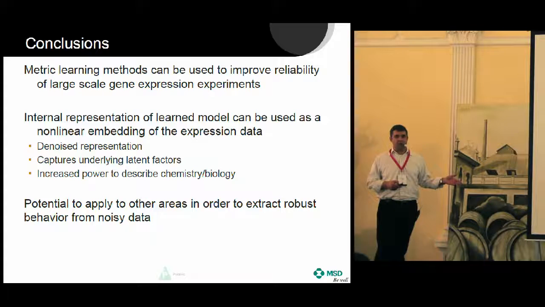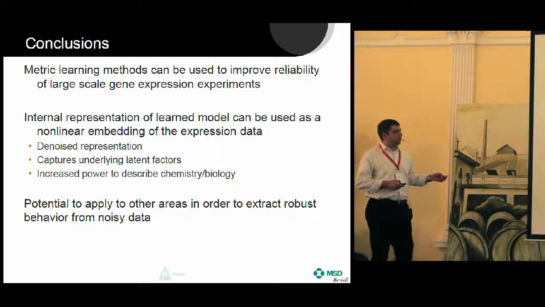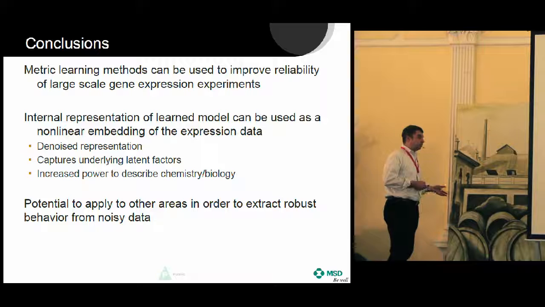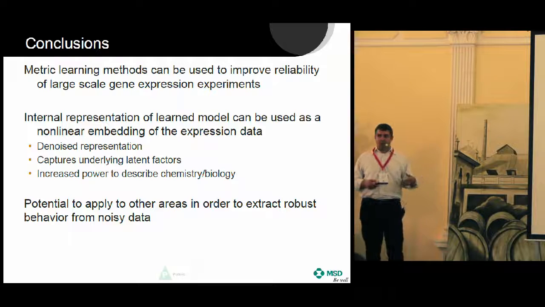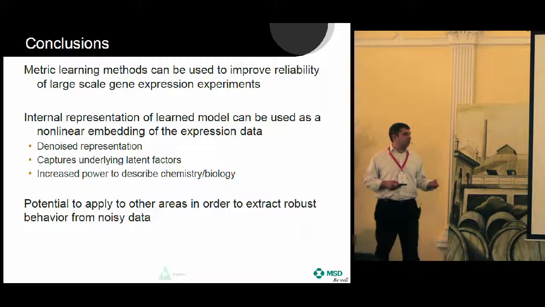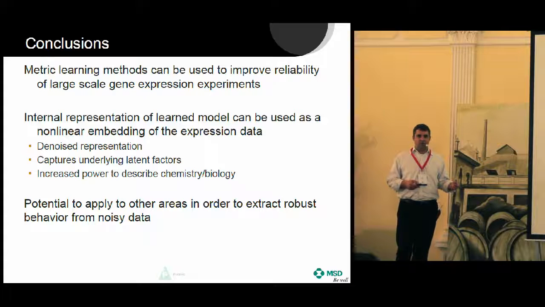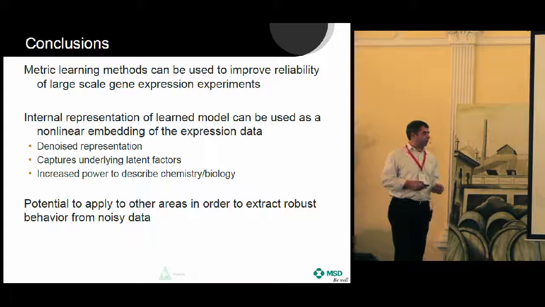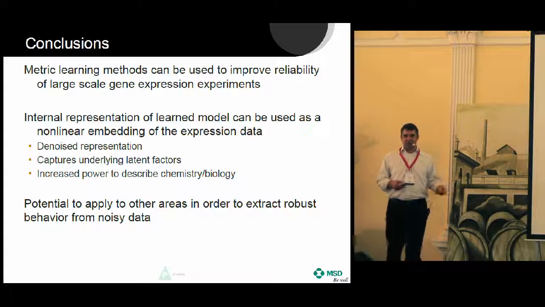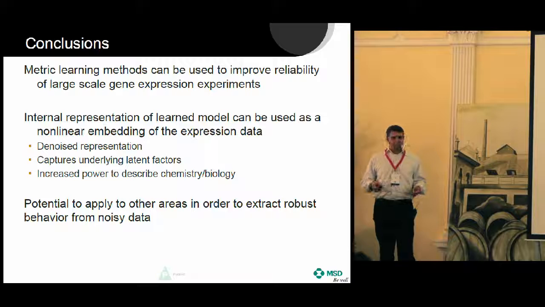We have used metric learning to improve the reliability of the data that we're getting from these large-scale gene expression experiments by using the internal representation of the metric learning model. We've denoised the data, or alternatively, we've extracted latent factors, and we've increased the ability to pull out things related to underlying chemistry and biology. And obviously, there's the potential to apply this sort of approach to other areas where data isn't perfect and there might be some noise.